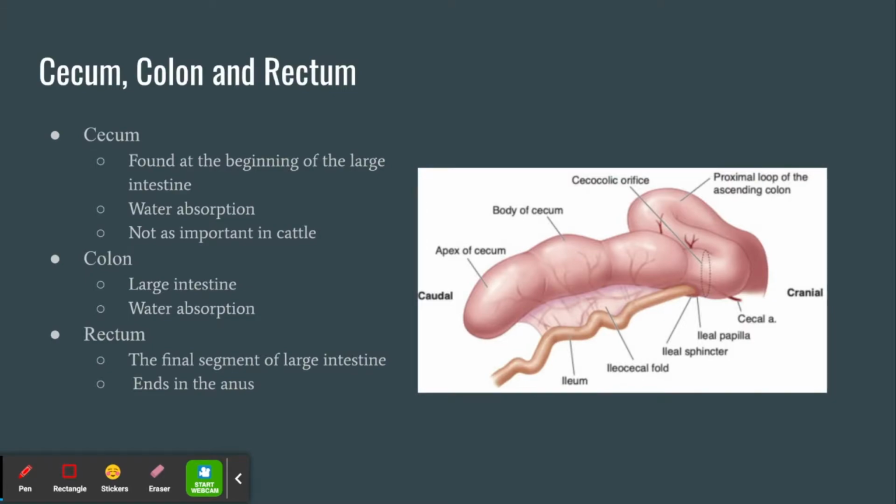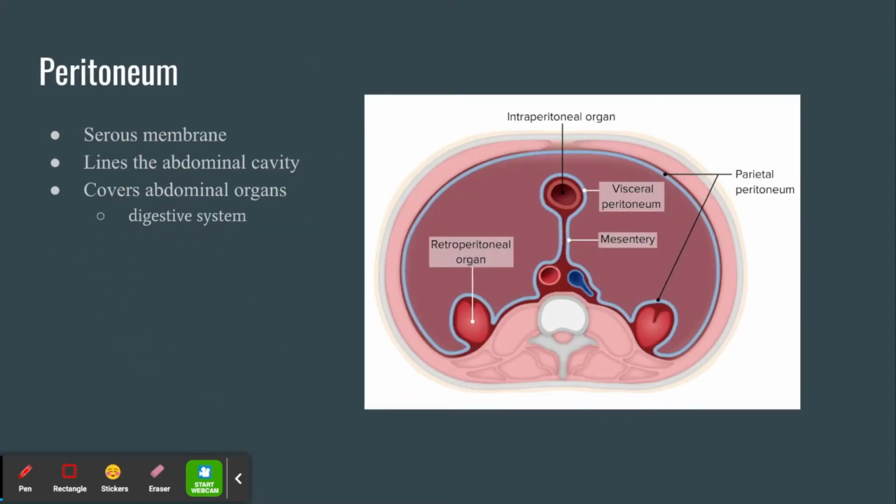The colon is the large intestine, and it's where most of the water absorption occurs. Then the rectum is the final segment of the large intestine, and it leads into the anus. Finally, we have the peritoneum, which is a serous membrane that lines the abdominal cavity. It covers the abdominal organs, which includes the digestive system.